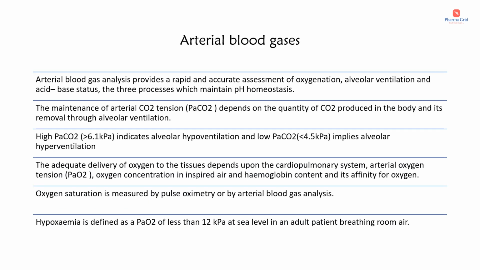Arterial blood gases. This arterial blood gas analysis provides a rapid and accurate assessment of oxygenation, alveolar ventilation and acid-base status, the three processes which maintain pH homeostasis. The maintenance of arterial carbon dioxide retention depends on the quantity of carbon dioxide produced in the body and its removal through alveolar ventilation. High PaCO2, that is greater than 6.1 kilopascal, indicates alveolar hypoventilation and low PaCO2, that is less than 4.5 kilopascal, implies alveolar hyperventilation.